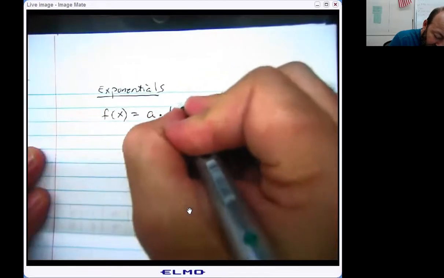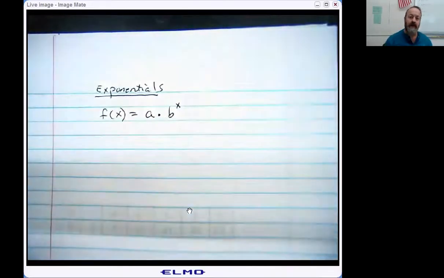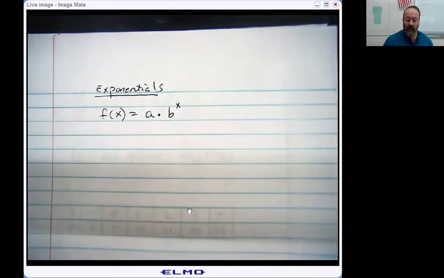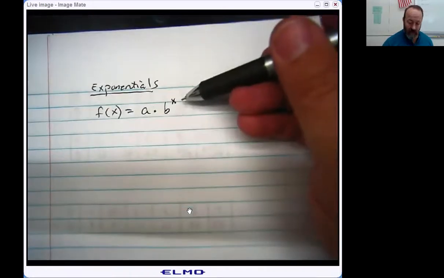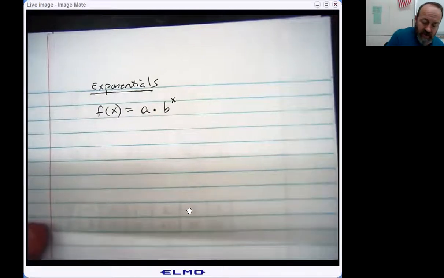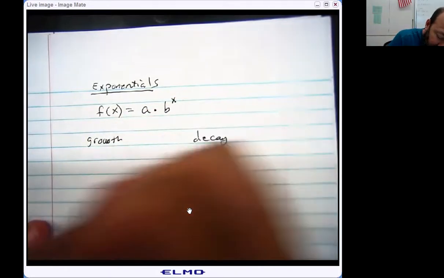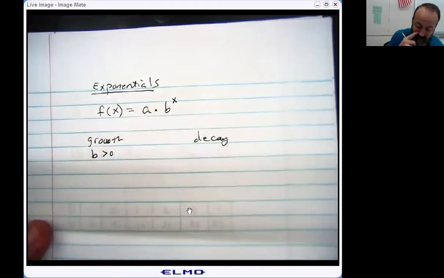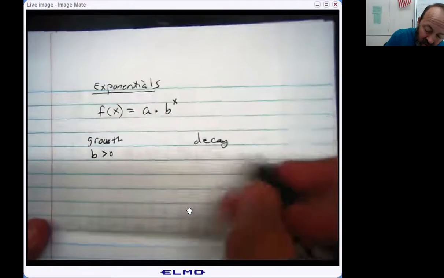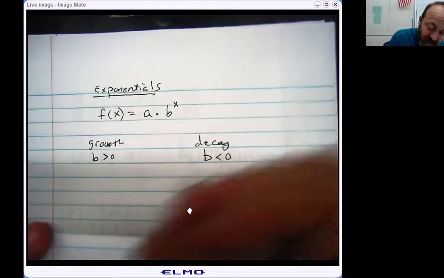So if you recall, an exponential equation is any equation that has this type of look, where we have a times b to the x. You want to remember that that means the variable is going to be in the exponent. Now we had two styles of problem, one where there was growth and one where there was decay. When there was growth, the base b had to be above 0. Decay occurred when that base b was less than 0.